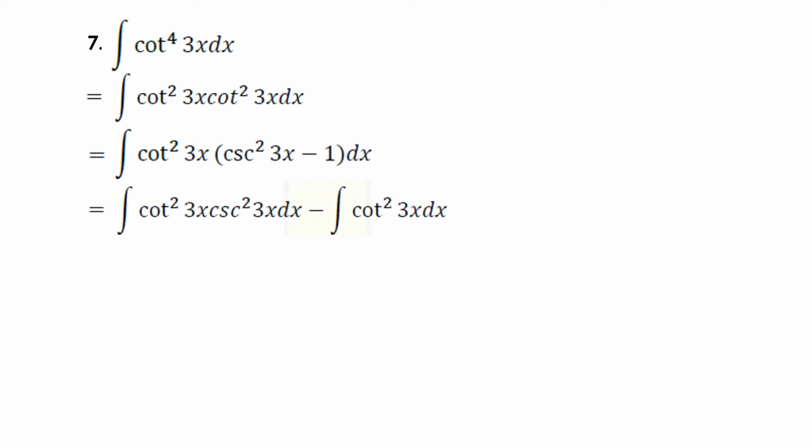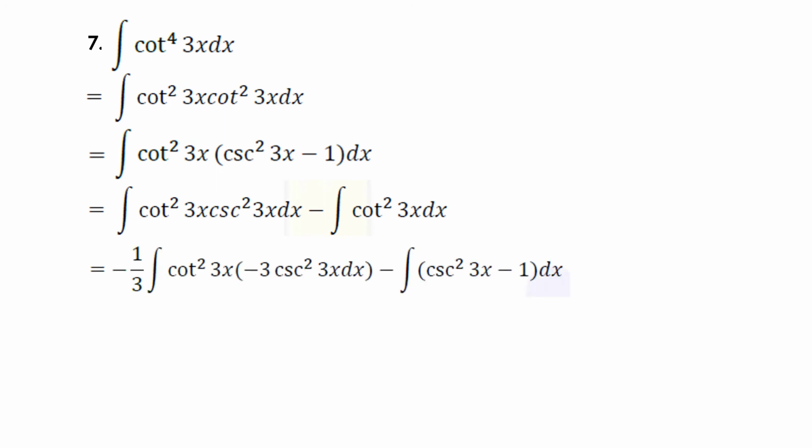Expanding, we get here the integral of cotangent squared 3x times cosecant squared 3x dx. And our last term will be minus the integral of cotangent squared 3x dx. The differential of cotangent 3x is actually negative 3 cosecant squared 3x dx. It means we have to introduce negative 3 into the integrand, provided we will also introduce its equivalent correcting factor, which is negative 1/3, to be placed in front or before the integral sign.